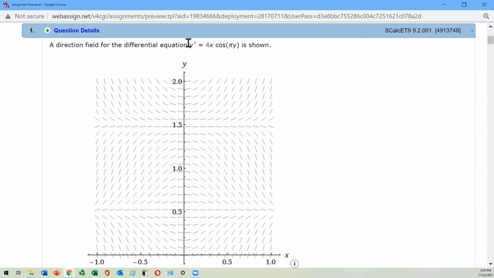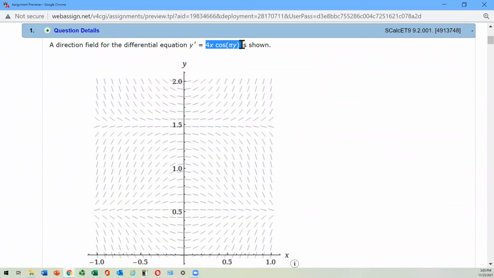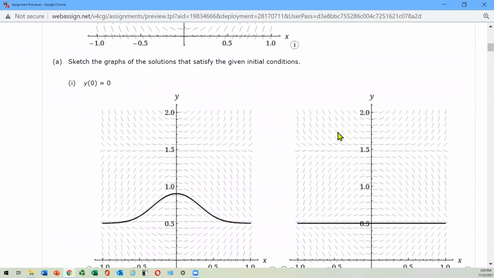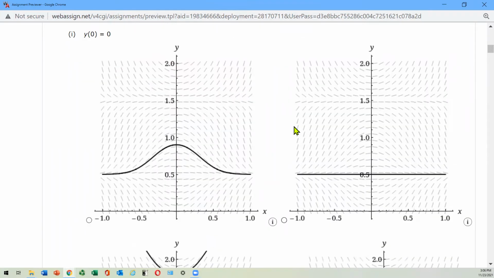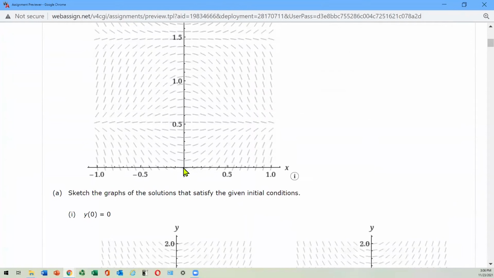So dy by dx is equal to all of this. And this is what it looks like. So we don't need to worry about that part. And they said, okay, if y of 0 equals 0, which one of these would be the curve you've got? So you imagine you're here. It's a horizontal line, so you go a little bit, and then it kinks up, and then it kinks up, and then it kind of levels off there. And then on the other side, it's very symmetric.